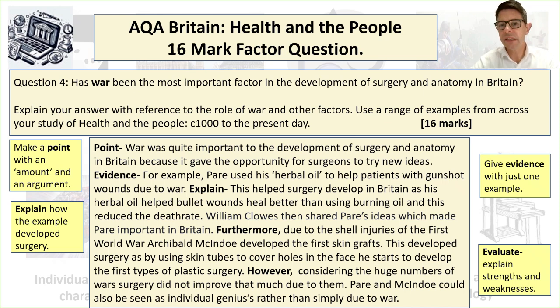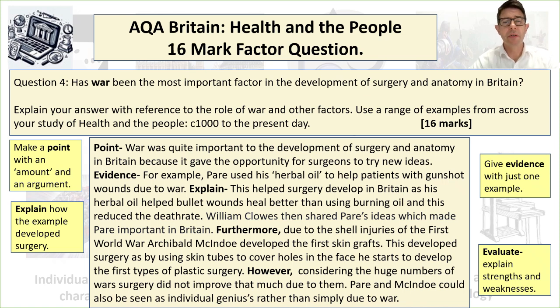Now, I don't think it's very important because I'm going to be arguing maybe individual genius. As you've seen from the plan there, the people who made discoveries in war were also geniuses. So we could argue that. They did develop new ideas in war, though, and war sort of pushed people like Pare to make those ideas. So it's given an idea from Pare. So, for example, Pare uses herbal oil to help patients with gunshot wounds due to war.